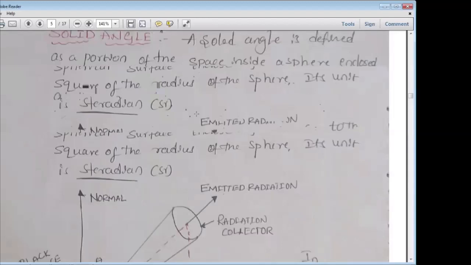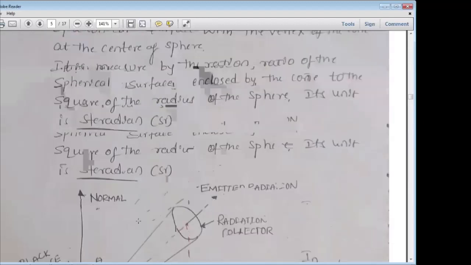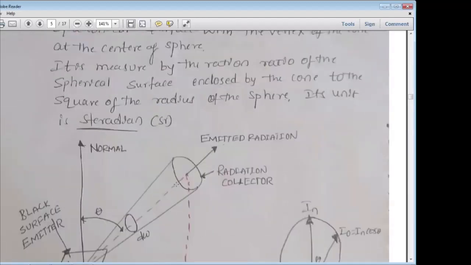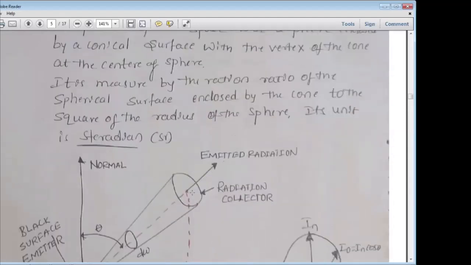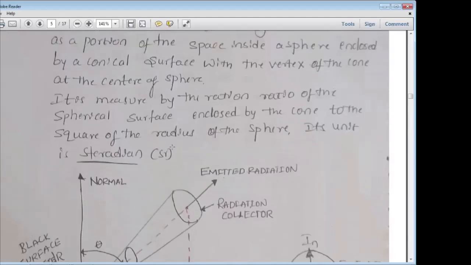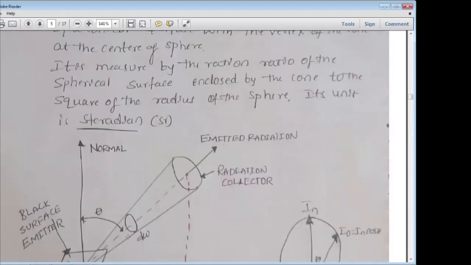It is enclosed by the conical surface with the vertex. This is called the vertex of the cone, at the center of the sphere. Solid angle is defined as a portion of the space inside the sphere. Understand this? A portion of the space inside the sphere.